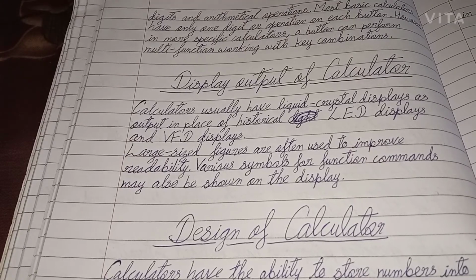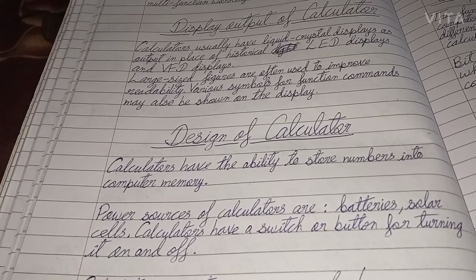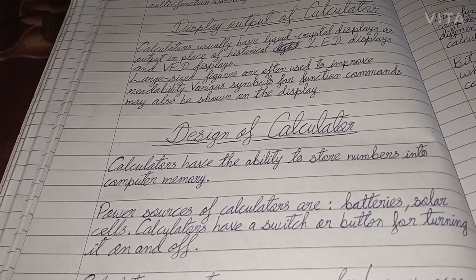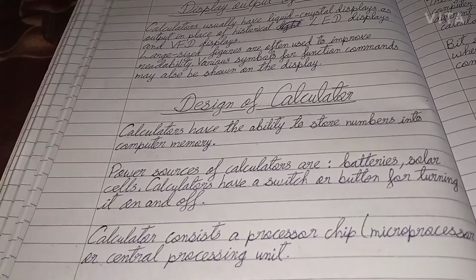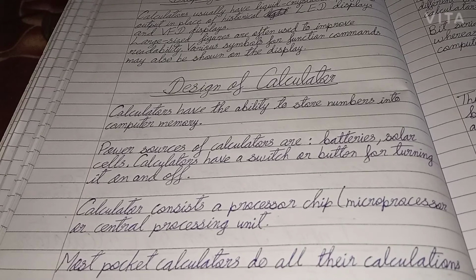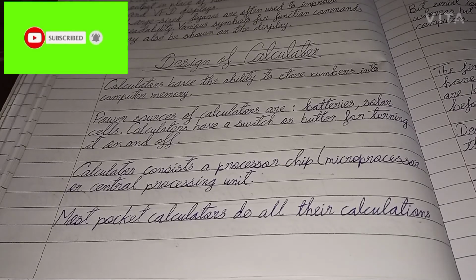Next is the design of calculator. Calculators have the ability to store numbers into computer memory. The power sources for calculator are batteries, solar cells. Calculators have a switch or button for turning it on or off. Calculators consist of a processor chip, which is a microprocessor or central processing unit. Most pocket calculators do all their calculations in binary coded decimal.